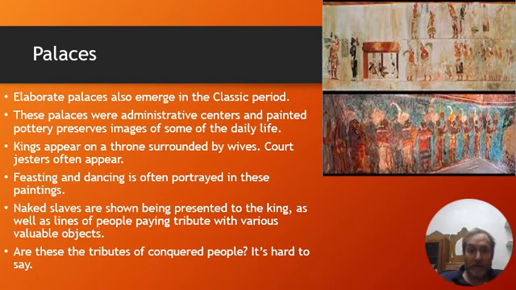So we have pictured kings sitting on a throne surrounded by numerous wives. We'll see court jesters, feasts, dancing, slaves being presented to the king, and lines of people paying tribute to the king. We're not entirely sure who these people paying tribute are. Are they regular citizens? Are they asking for some sort of favor? Are they people who have been conquered? Again, it's hard to say.